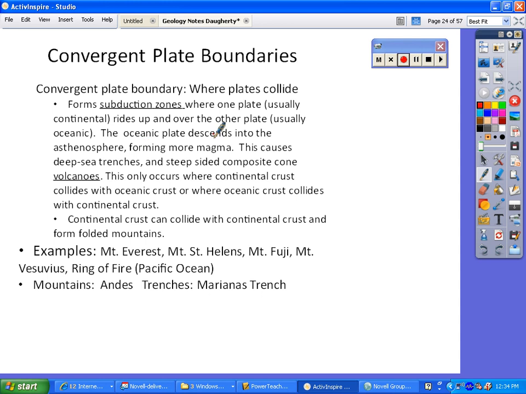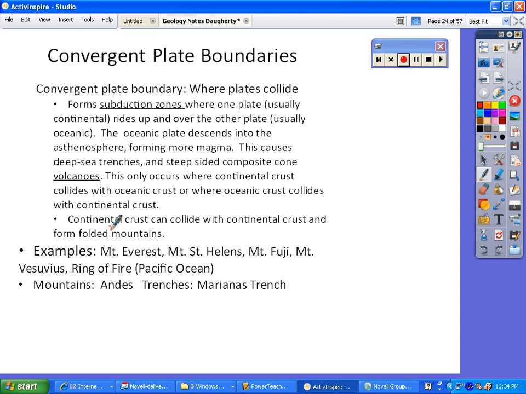What happens when the oceanic plate goes under is that it moves into the asthenosphere, it becomes melted, it forms more magma. This can form a couple different things. This can cause a deep sea trench, we'll see pictures of that, and it can also form really steep-sided volcanoes that we call composite cone volcanoes. It says these two things occur when continental and oceanic crusts collide, or where oceanic would collide with continental, which is the same thing.